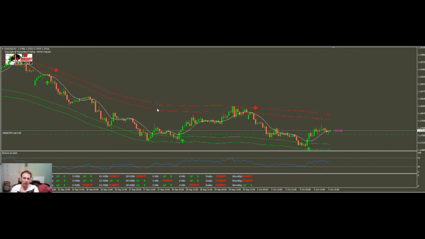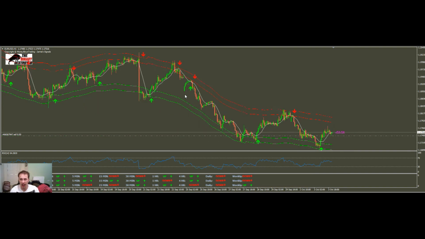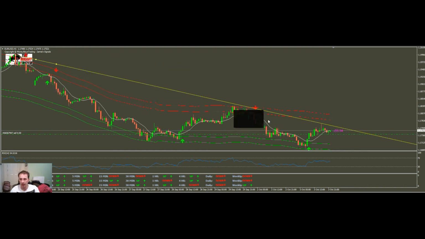What can we see from the 1-hour time frame? We're actually going down. We can see that, can't we? We can see a massive support line here. If you were to actually draw a trend line, we've got this trend line here. Can you see that? And we've got a bounce here, a bounce there, and a bounce there.